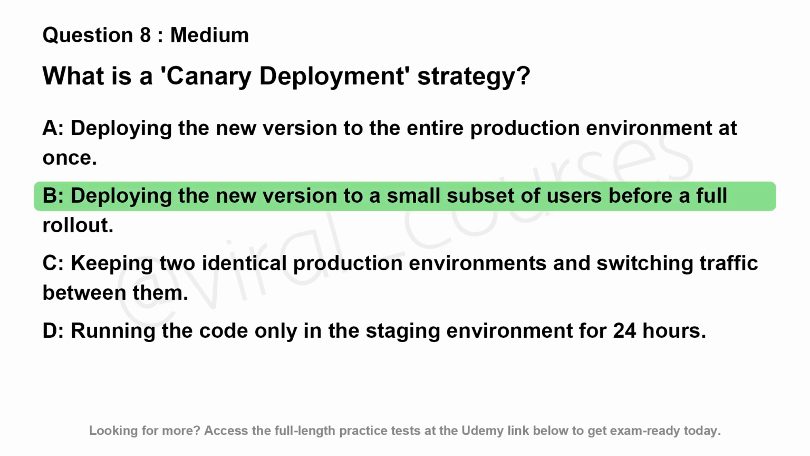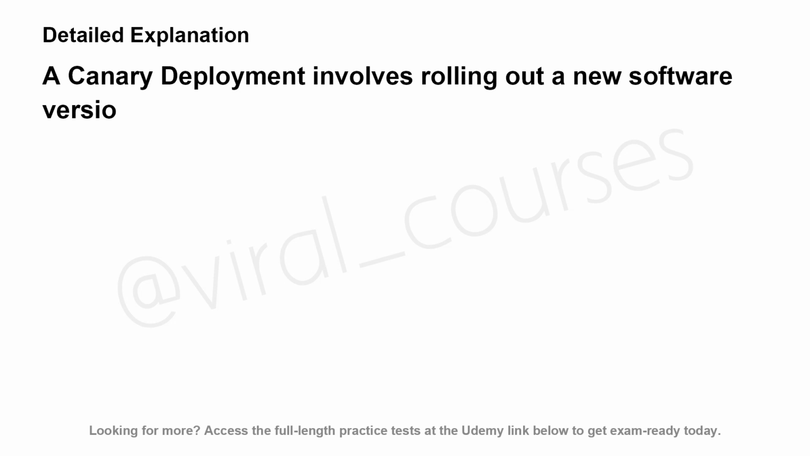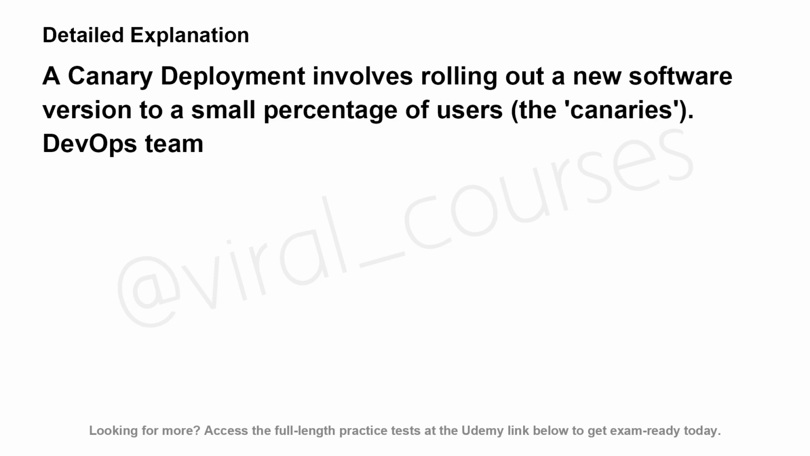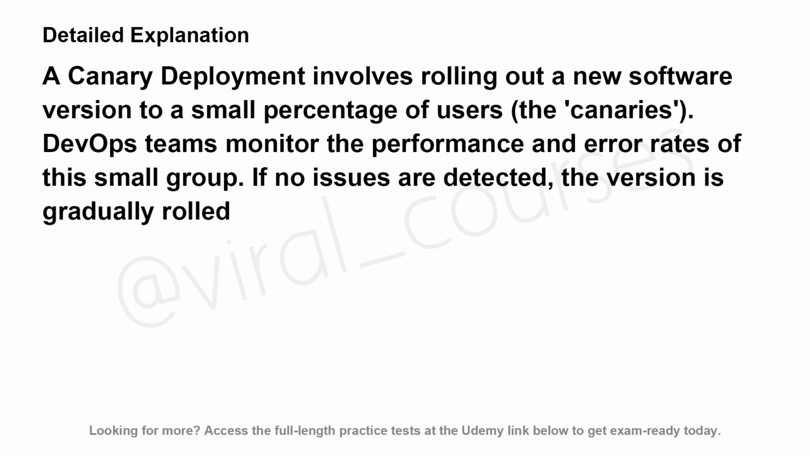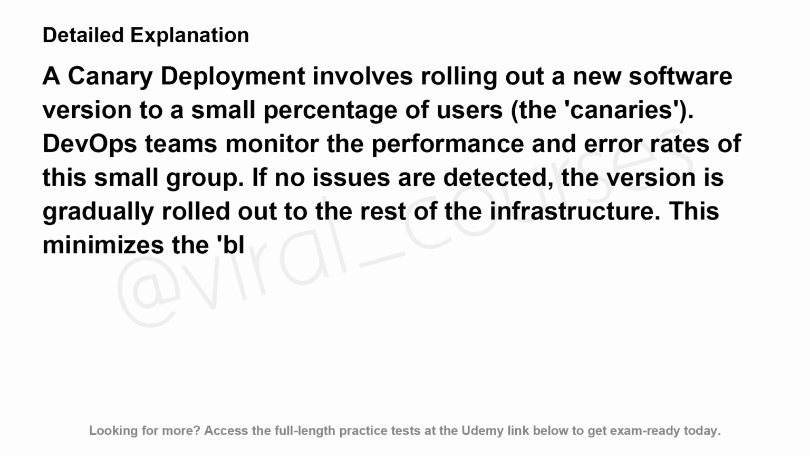The correct answer is B. A canary deployment involves rolling out a new software version to a small percentage of users. The DevOps team monitors the performance and error rates of this small group. If no issues are detected, the version is gradually rolled out to the rest of the infrastructure. This minimizes the blast radius if a bug exists in the new code.